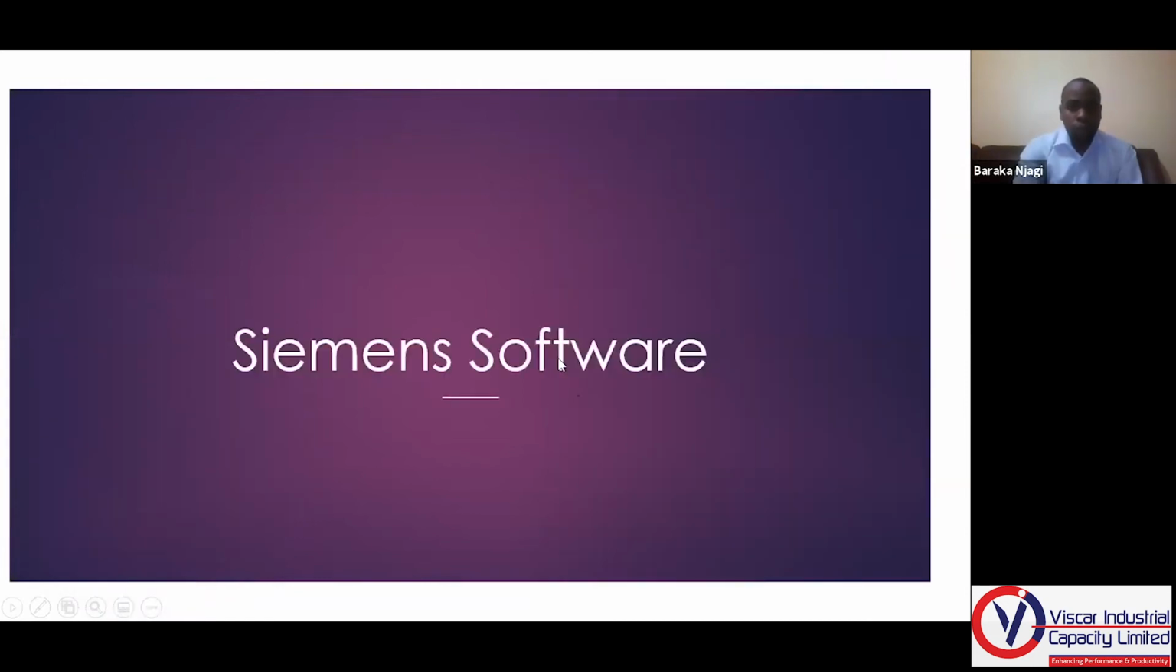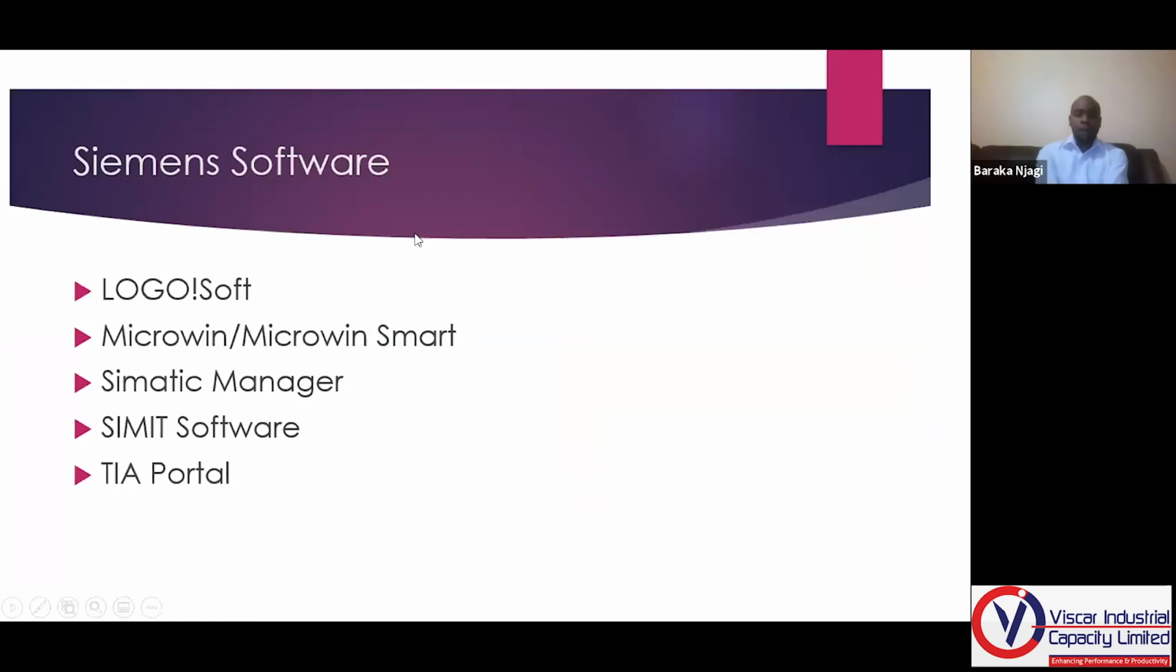So let's now look at the software. It's the last subtopic that we are looking at. So there are different kinds of software for the Siemens series. We have our Logosoft, we have MicroWin, we have Simatic Manager, we have CMIT software, we have TIA Portal. These are the five majorly used software by Siemens. I'm sure most of you have encountered one or more as you go about your work.